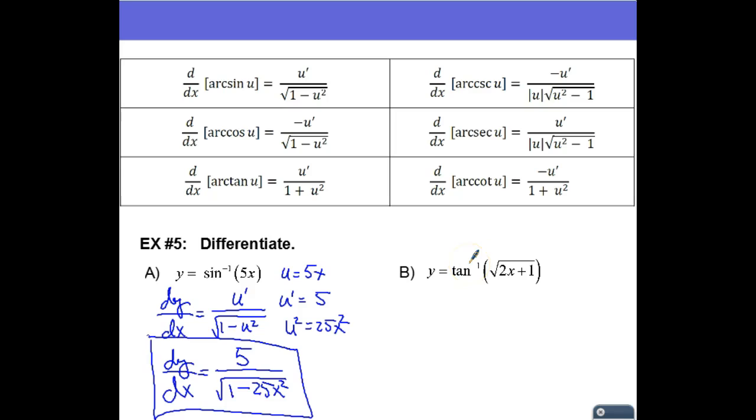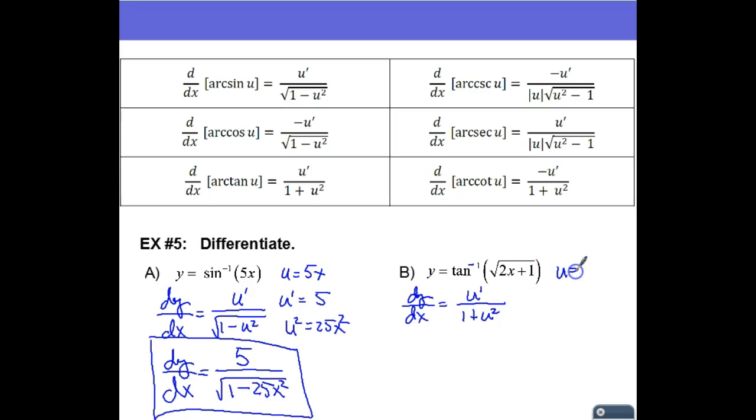Why don't you take a moment, pause the video right now, and try to take the derivative of arctangent, inverse tangent. And then we'll come back and check in a moment. So we begin by just simply writing down the formula for arctangent, or the derivative of arctangent. So dy/dx is going to be equal to u prime over 1 plus u squared.